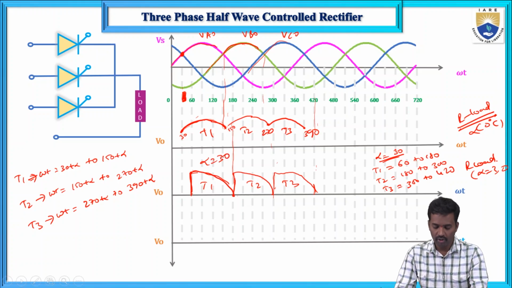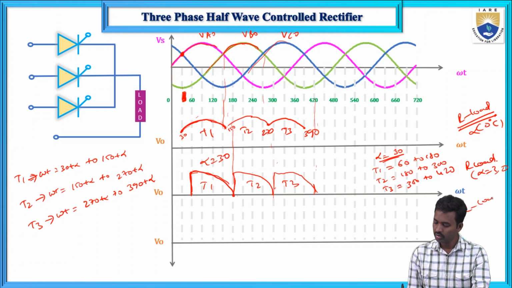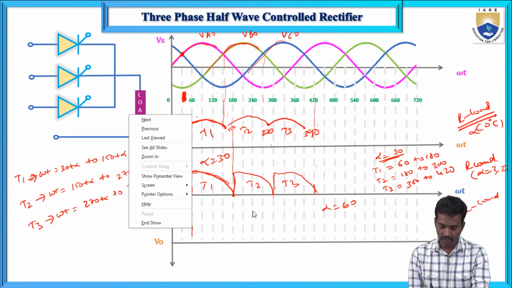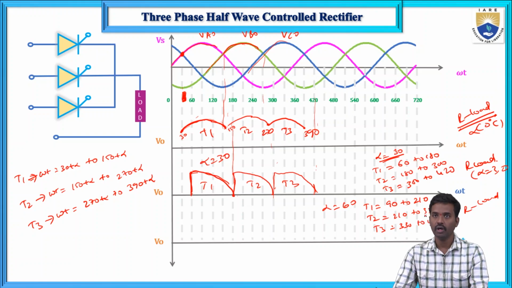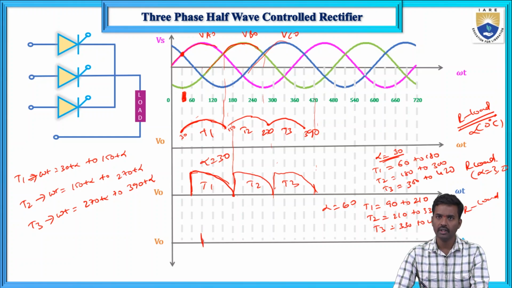And next, what about alpha for R load? For R load, alpha equals 60 duration. So it starts at 90. Alpha equals 60 means T1 is conducting from 90 to 210, T2 is conducting from 210 to 330, and next T3 is conducting from 330 to 450. So that I will show you. From 90, this is the 90 degrees.